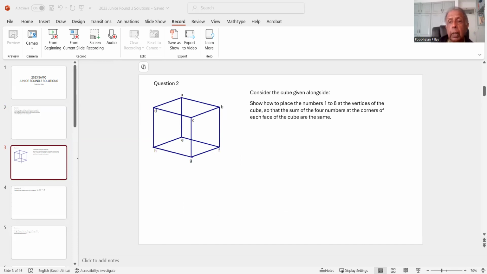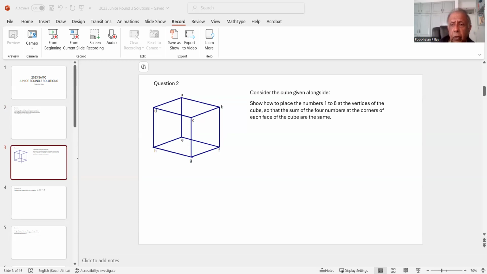Question 2. Consider the cube given alongside. Show how to place the numbers 1 to 8 at the vertices of the cube. Now there are 8 vertices, 4 at the top and 4 at the bottom. So all these vertices have got the numbers 1 to 8. Obviously, they're not repeated because you only got 8 numbers.